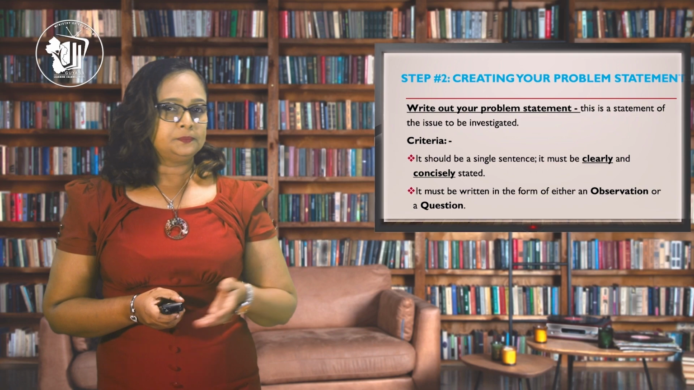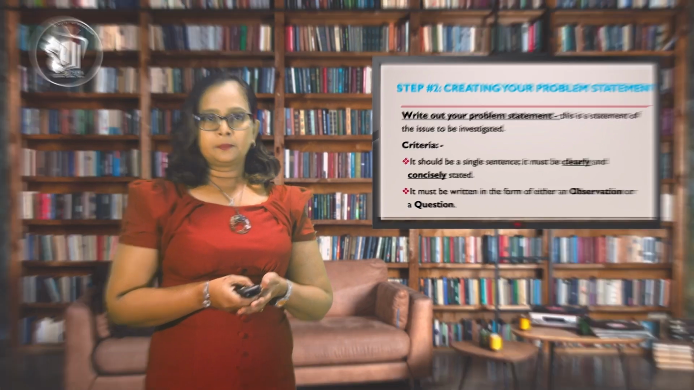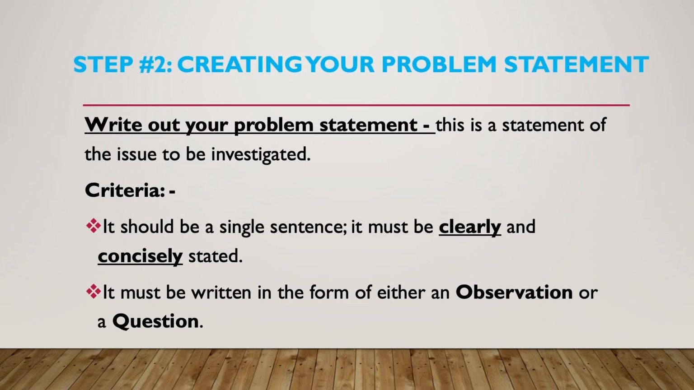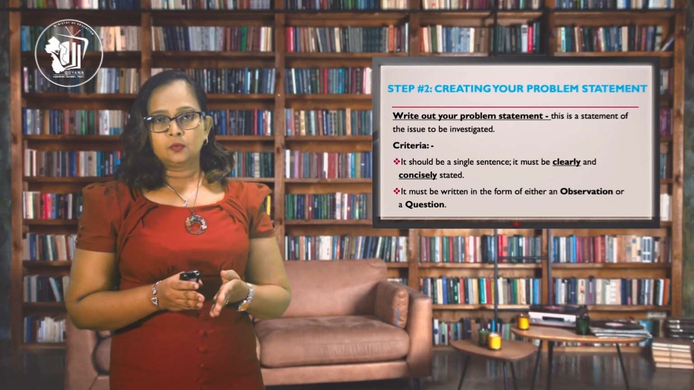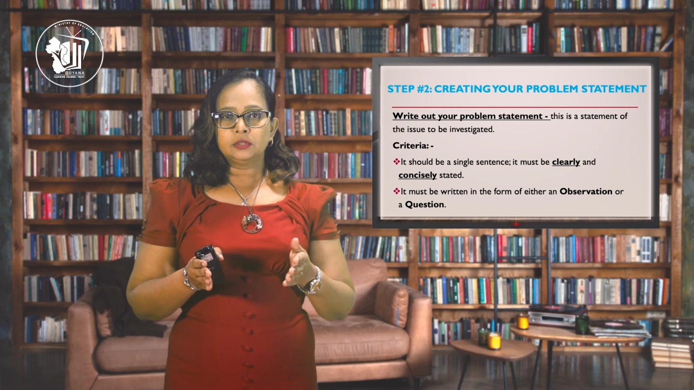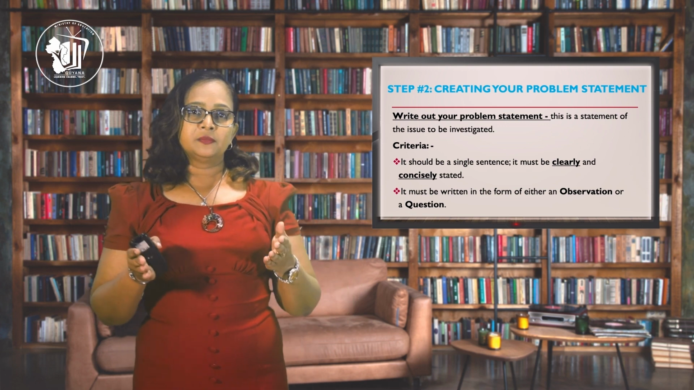Secondly, creating your problem statement. Write out your problem statement. This is a statement of the issue to be investigated. Now, what are the criteria that you need to bear in mind when you are writing your problem statement? It must be clearly and concisely stated. It must be written in the form of either an observation or a question. So these are the key points that you should note when you are writing your problem statement.